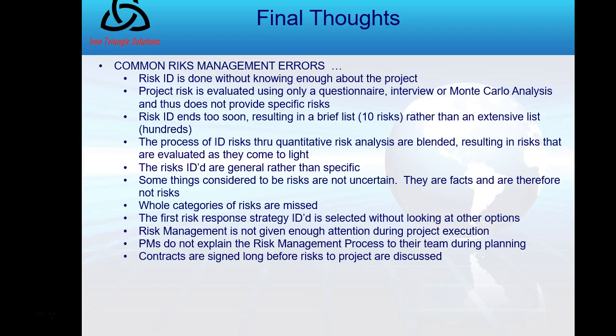The first risk response strategy identified is selected without looking at other options. Now, we talked about that, alternative analysis. Risk management is not given enough attention during project execution. That is an error if that happens. At every meeting, I would address risk. Project managers do not explain the risk management process to their team during planning. That's an error. Our job is to communicate over and over. My boss at Charter says, if you think you're over-communicating, you're probably just now beginning to communicate. Keep that in mind. And finally, contracts are signed long before risks to the project are discussed. No, contracts themselves provide a risk. You're identifying risks in the business case and in the charter itself early on, well before contracts.